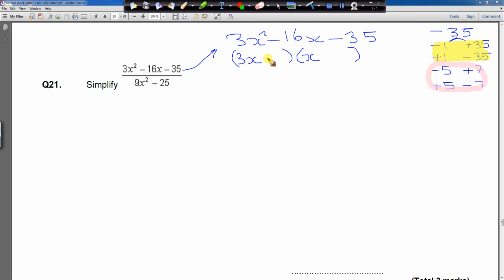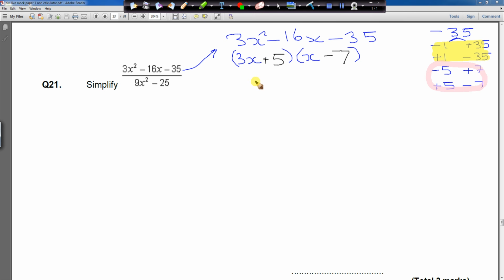We need to put in these two positions here the right set of pairs of numbers, and also the right position as well. So for example, we need to get minus 16. If you put the minus 7 opposite the 3x, we'll have to put the plus 5 in the other space. Plus 5.